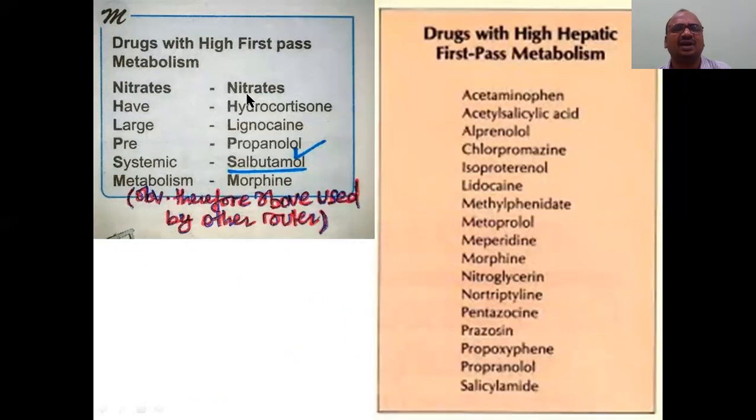These are the drugs with high first pass metabolism. See, nitrates, hydrocortisone, lignocaine, propranolol, salbutamol. The biggest problem is that they are highly degraded in the first pass itself before entry into the systemic circulation. Acetaminophen, acetyl salicylic acid, allopurinol, a number of drugs have high first pass metabolism. So it is better to go for buccal tablets for all these types. You can also reduce the dose, by 50%.